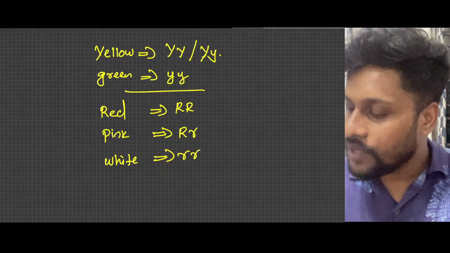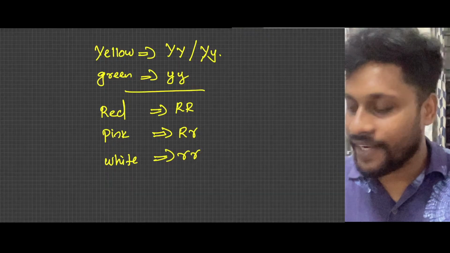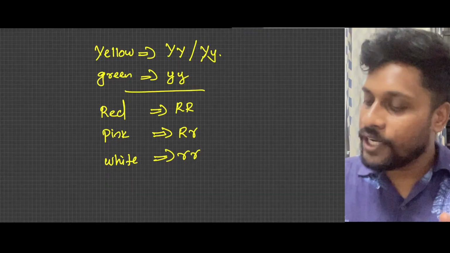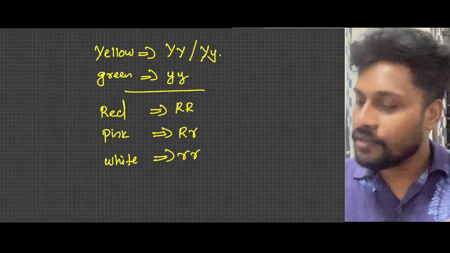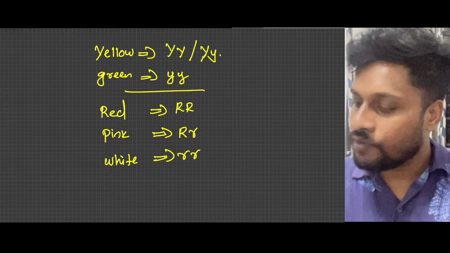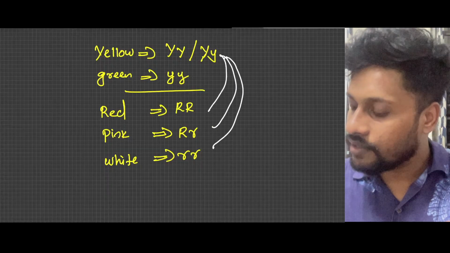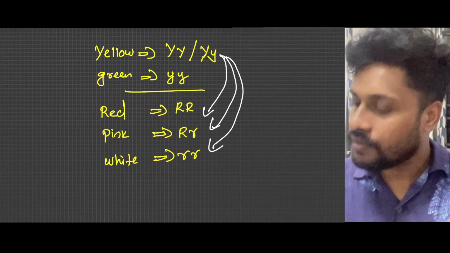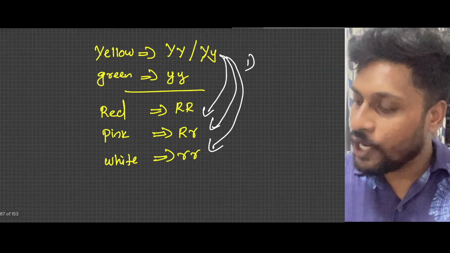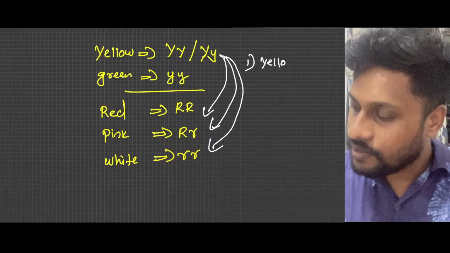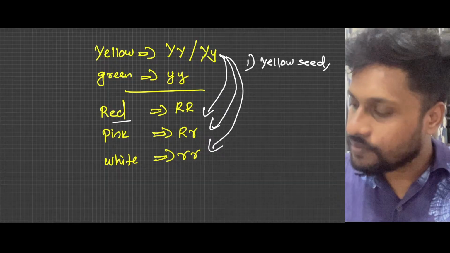Okay, now you see, when you take the flower color, there are 3 varieties. Now, what do we need to do? We need to cross the seed with the flower. First, cross these 3. Let me write. What will be the first phenotype? Yellow seed with the red flower.